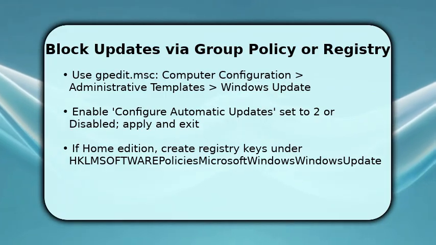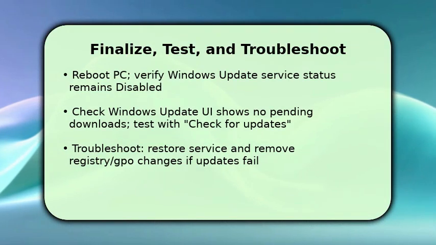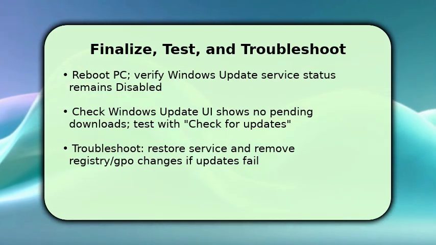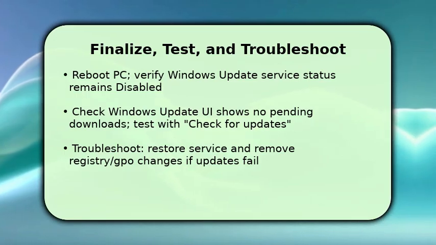After editing, restart the stopped service only if you need Windows Update. Finish by rebooting to ensure changes persist across sessions. After startup, confirm Windows Update service stays disabled in Services.msc, then open Settings, Update and Security to verify there are no active downloads.